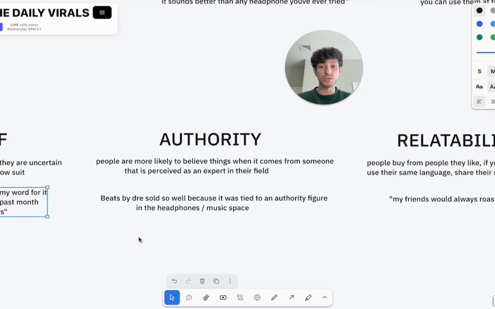Like for headphones, people bought Beats by Dre because Dr. Dre was an authority figure in the space. In all honesty, what does he know about the makings of a headphone? Nothing. He knows about making music. But because he's perceived as an expert and perceived as an authority figure, it was so much easier for them to sell this product. And Beats by Dre took over the market, becoming one of the biggest headphone brands ever.